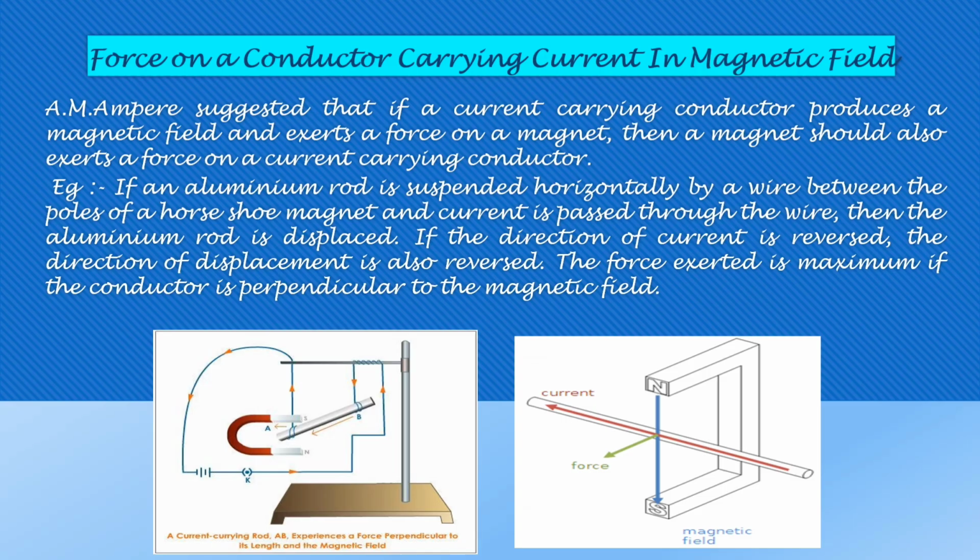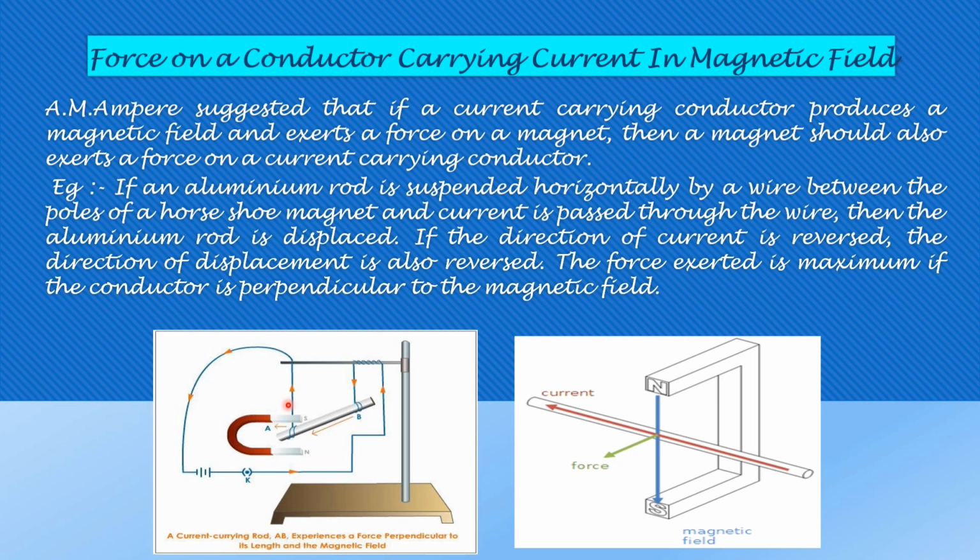Force on a conductor carrying current in a magnetic field. Here Ampere suggested that if a current carrying conductor produces a magnetic field, it exerts a force on a magnet. Then a magnet should also exert a force on a current carrying conductor. So let's see with an example.